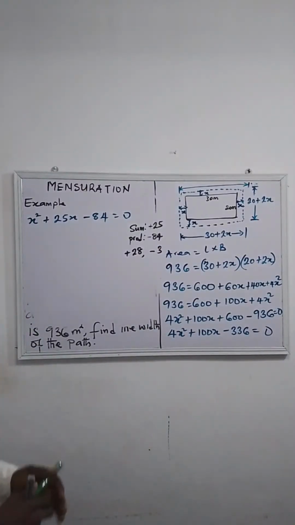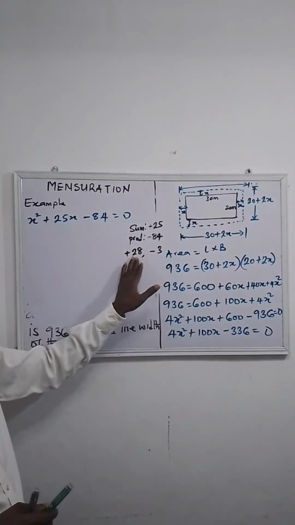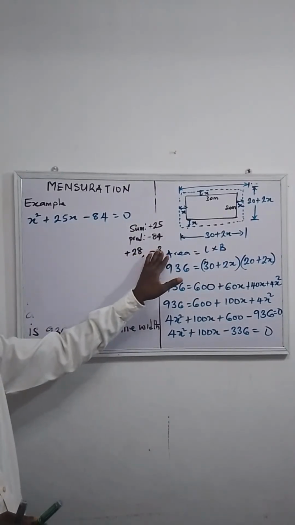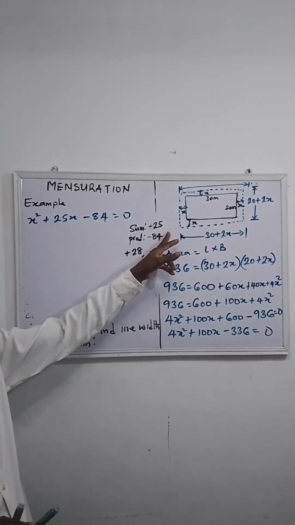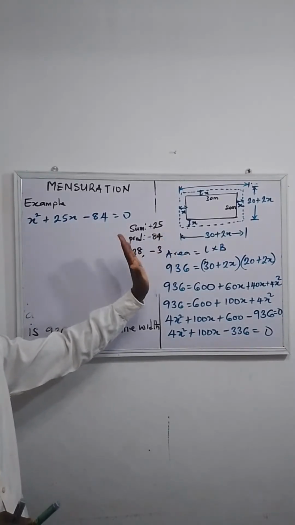Alright, so when you multiply these two numbers together, you have negative 84. And when added together, you have 25. Okay, I hope you understand that.